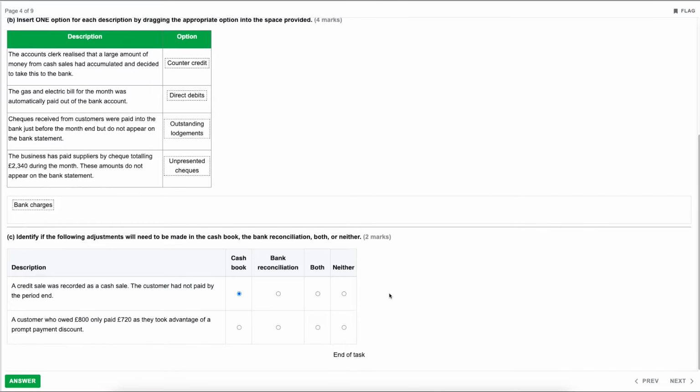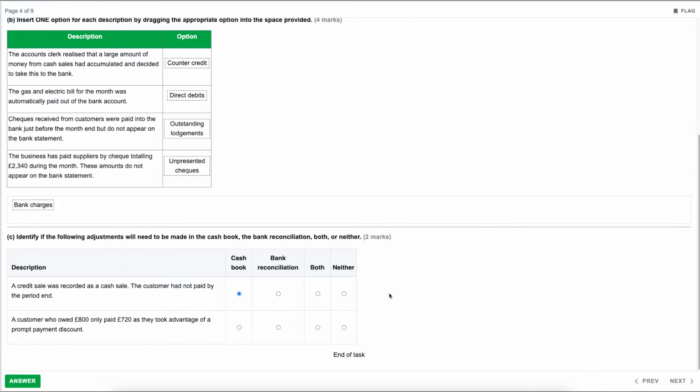See, if we think about this, if this should have been recorded as a credit sale and the customer hasn't paid, we've recorded that income coming into our cash book, but the customer hasn't paid. Okay, therefore we need to record it to show an asset within our accounts that would go to our trade receivables, but until that was paid, that wouldn't affect our cash book. So the adjustment would therefore be to remove that amount from our cash book.